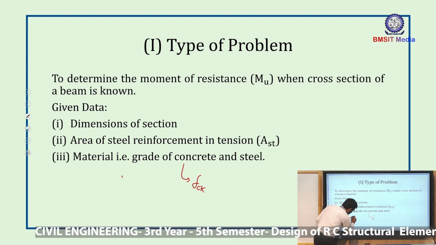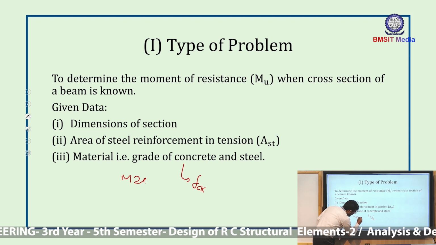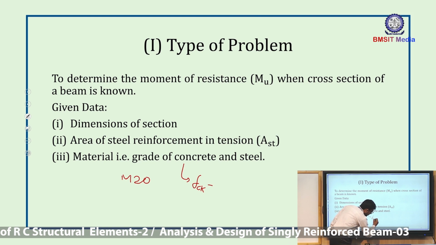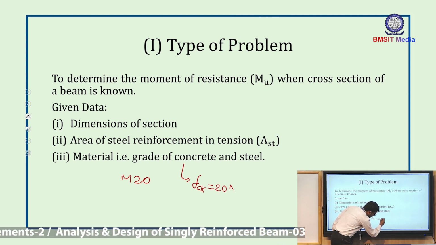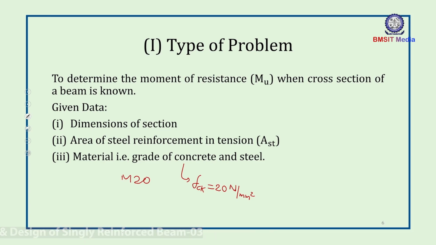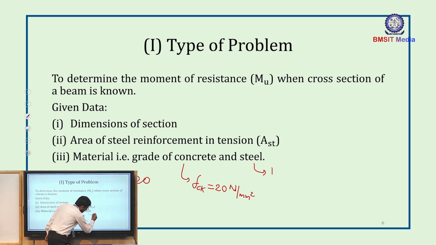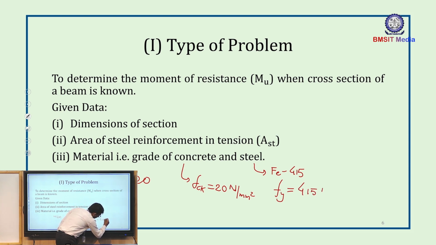For example, if M20 grade of concrete is given in the question, then fck is 20 Newton per mm square. Similarly, when the grade of steel is given, generally we write it like Fe 415, or Fe 250, or Fe 500. In that case we get the yield strength of that steel, abbreviated as fy, and we write it like 415 Newton per mm square.